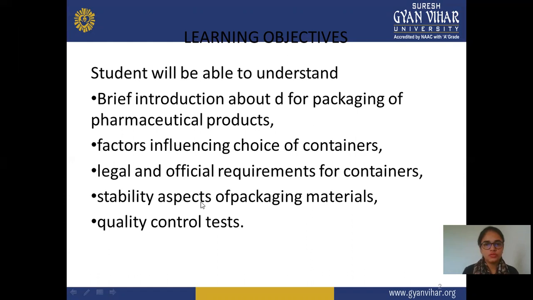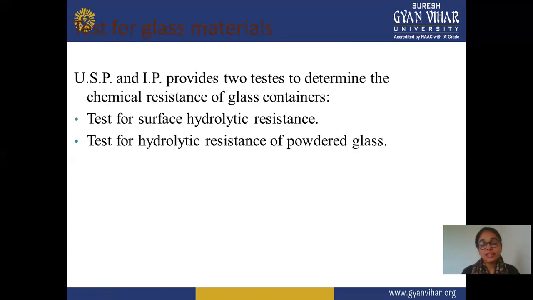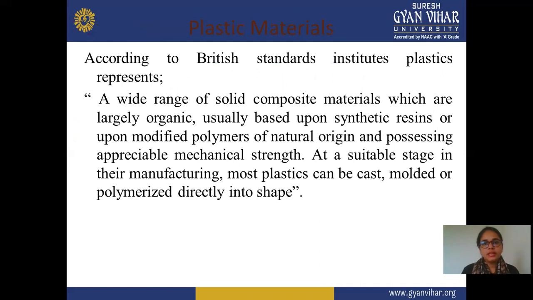Now we'll continue the previous lecture. Next is tests for glass material. Already we covered different types of glass material, how to select them, how they are manufactured, and which material is present in a particular type of glass container. In the tests of glass containers, according to USP and IP, two tests are provided to determine the chemical resistance of the container: the test for hydroalcoholic resistance, and the test for hydroalcoholic resistance for powdered glass. These are official tests given in USP as well as IP. You perform these two tests to determine the quality of a glass container. If your glass container has any problem or interaction issue, you can clarify it with the help of these two tests.